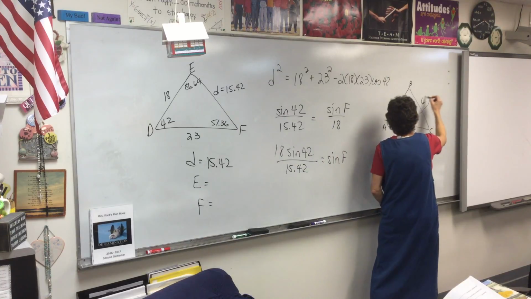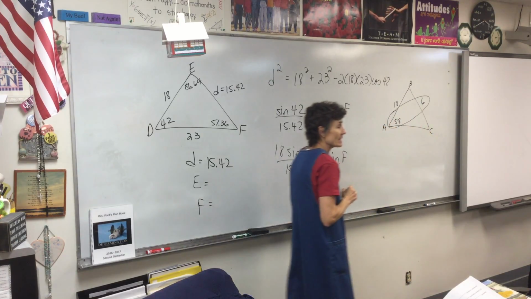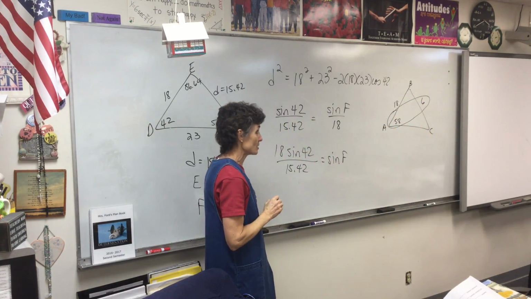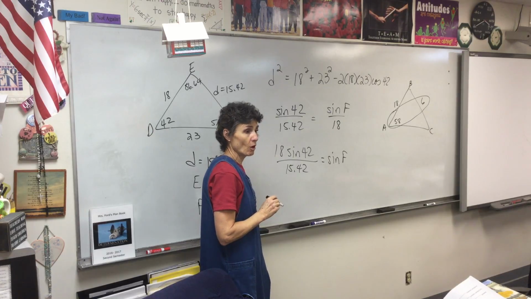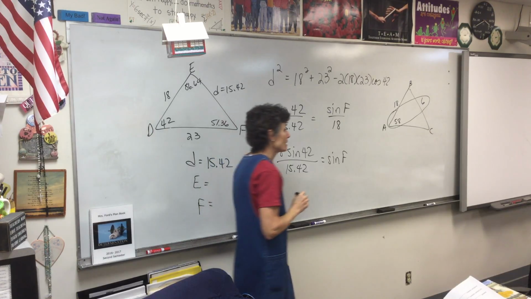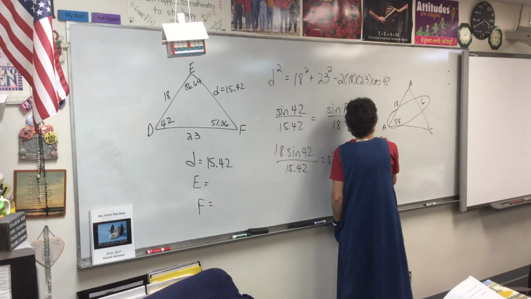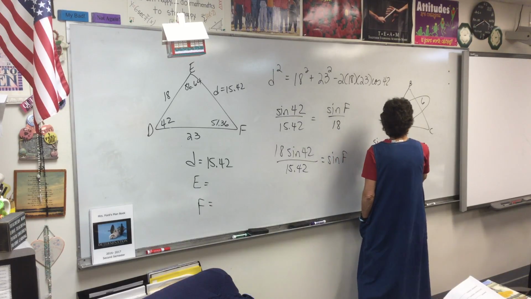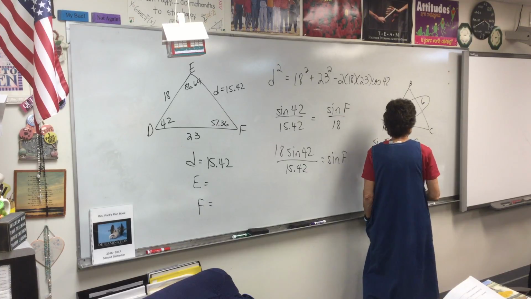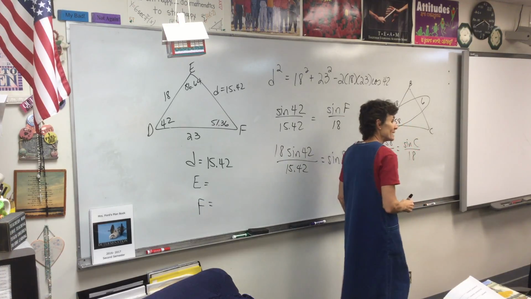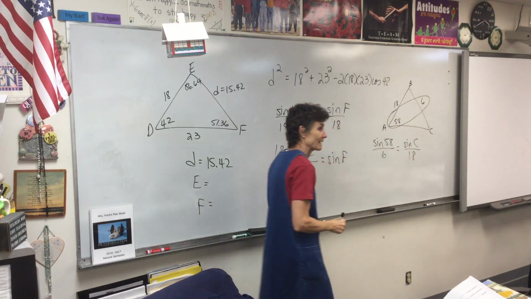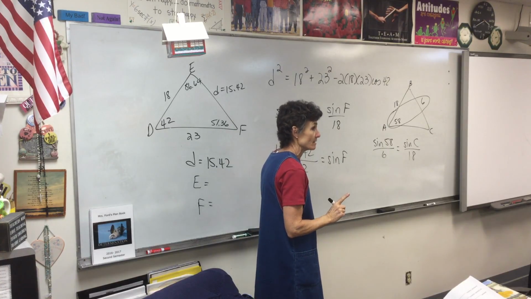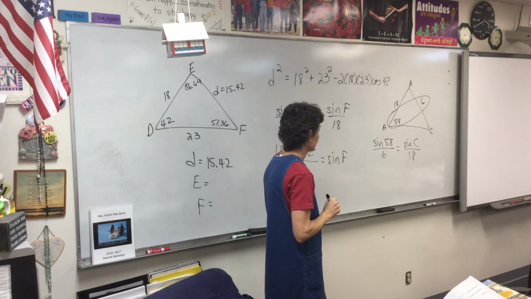Look, anytime you have that situation, you're going to do the law of sines. So sine 58 over 6 equals sine C over 18. Sine C. That tells me at some point I'm going to be doing second sine. Not yet, but at some point I'm going to be doing that.